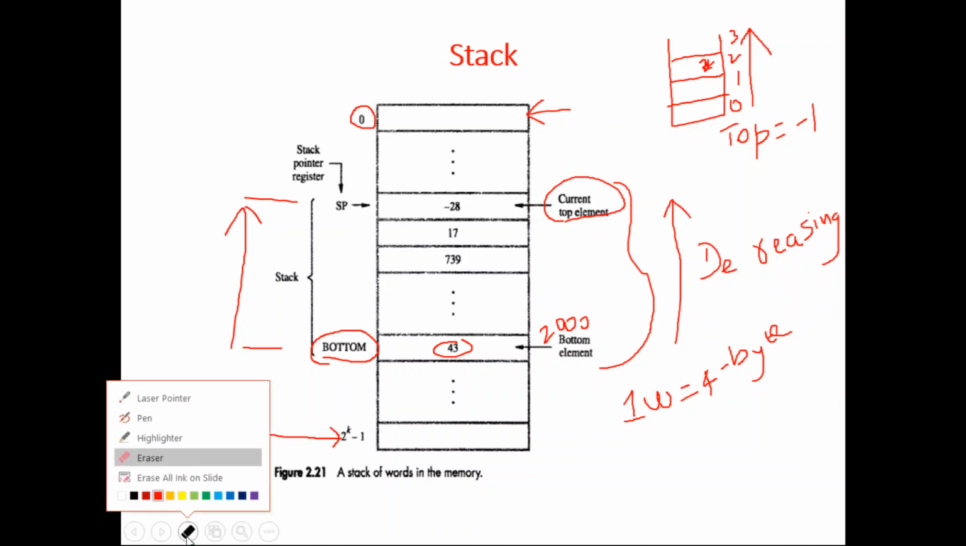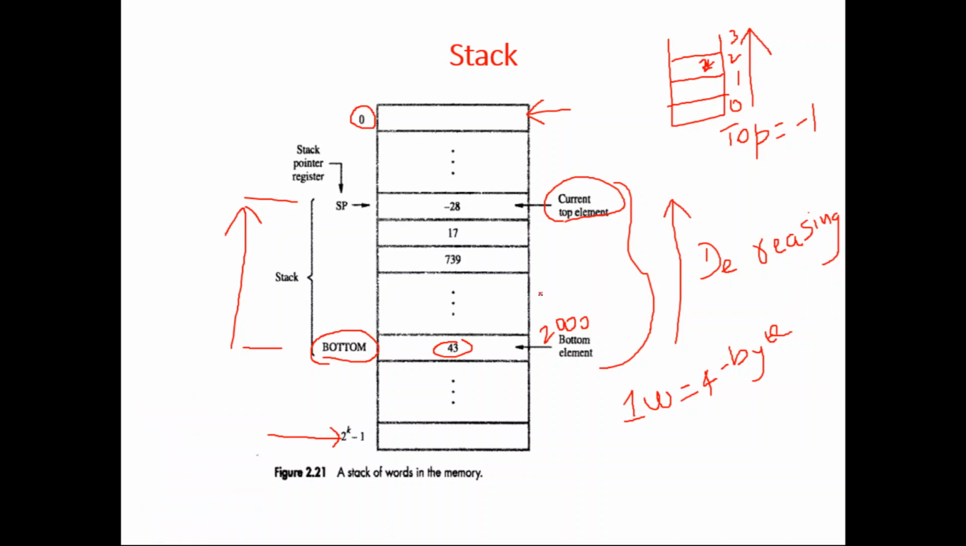So if the bottommost address is 2000, and one word is 4 bytes, then the next address will be 2000 minus 4, which is 1996. The next address will be 1996 minus 4, which is 1992, and the next will be 1992 minus 4, which is 1988. Like that it will go. You get it? So this is the address of the bottommost element, 2000. So what should we give when the stack is empty? What should top be? The top pointer should contain what?